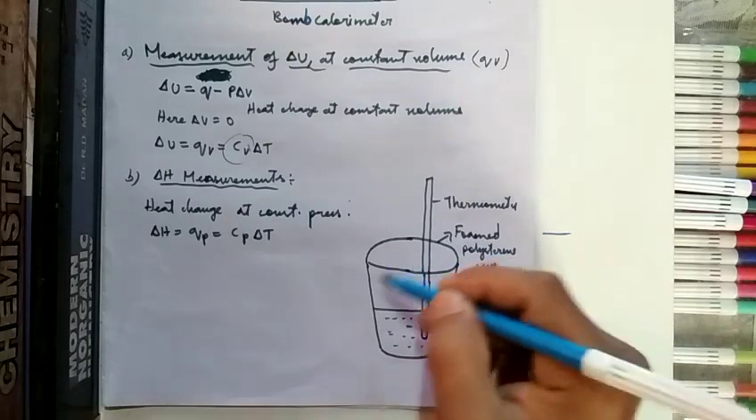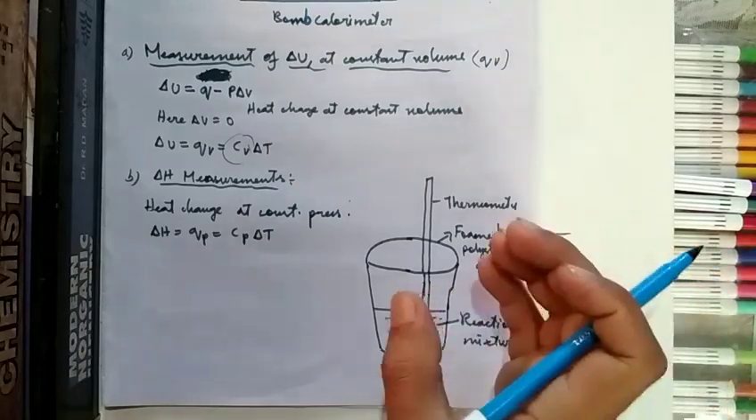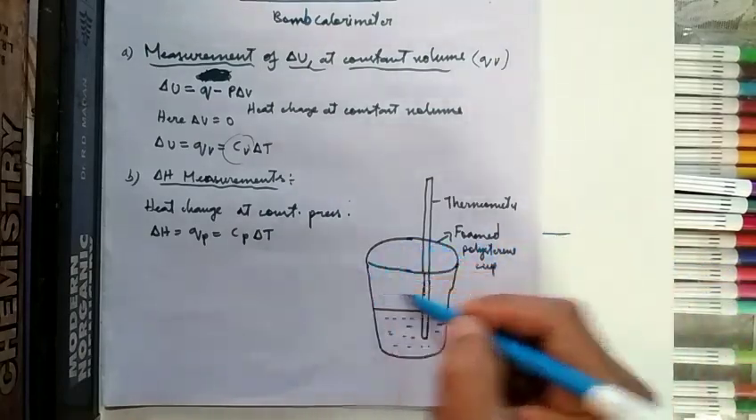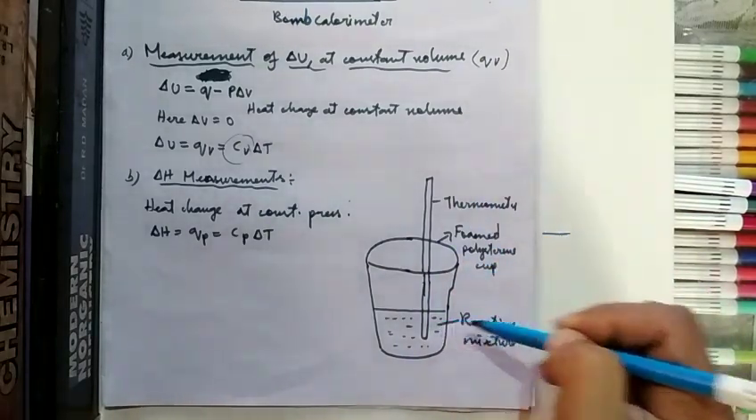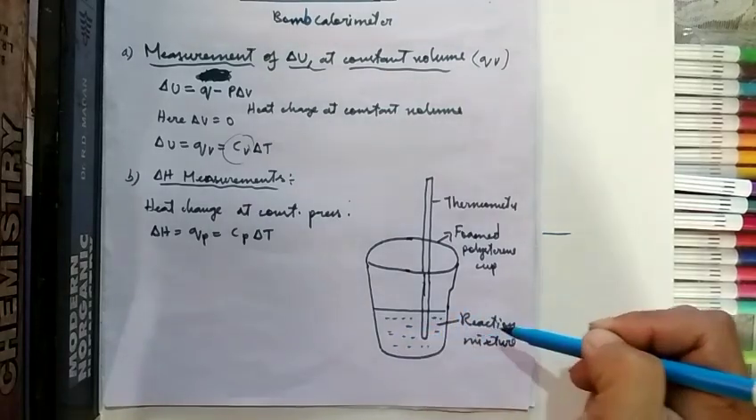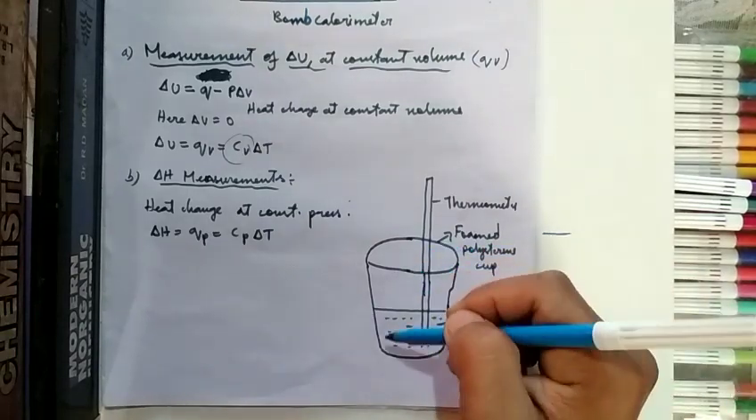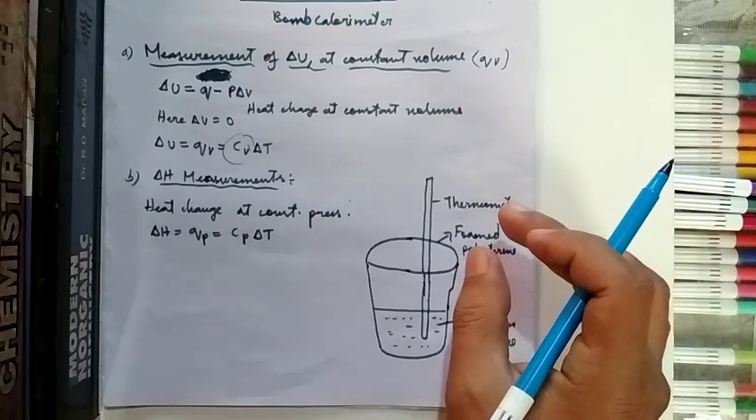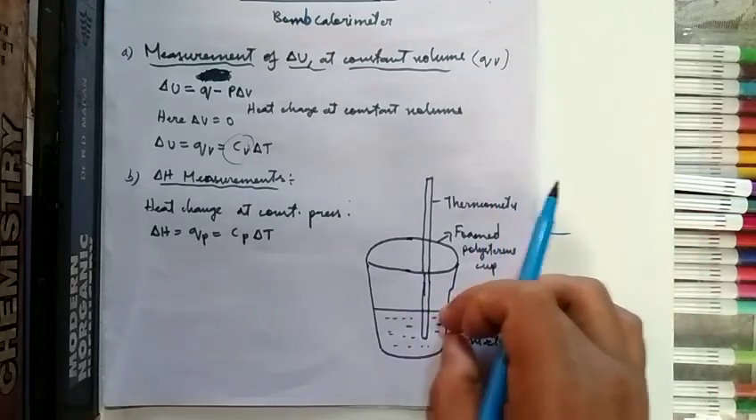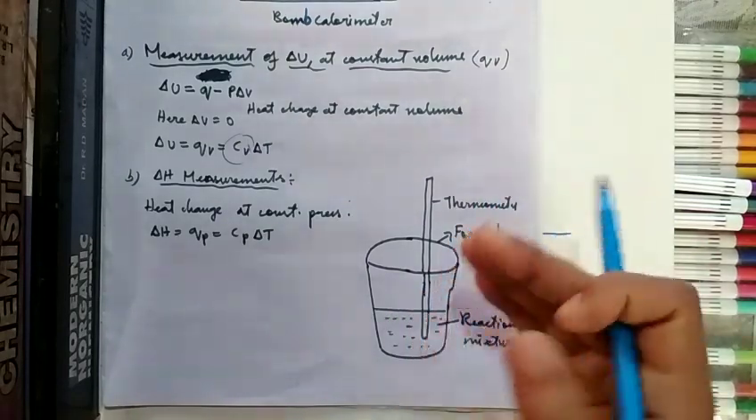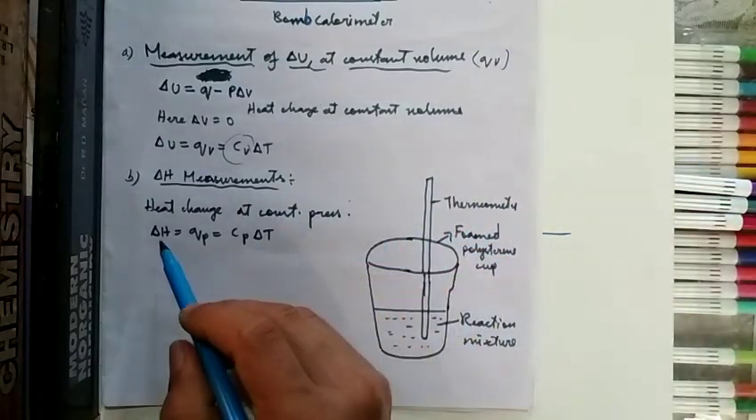So this one you come across in your daily life, from a polystyrene cup, while drinking coffee or tea. There is a thermometer inserted here, and this is the reaction mixture. It is kept at constant pressure, so the pressure here does not change. Whatever changes take place in the reaction mixture, the heat evolved will be measured by this thermometer.